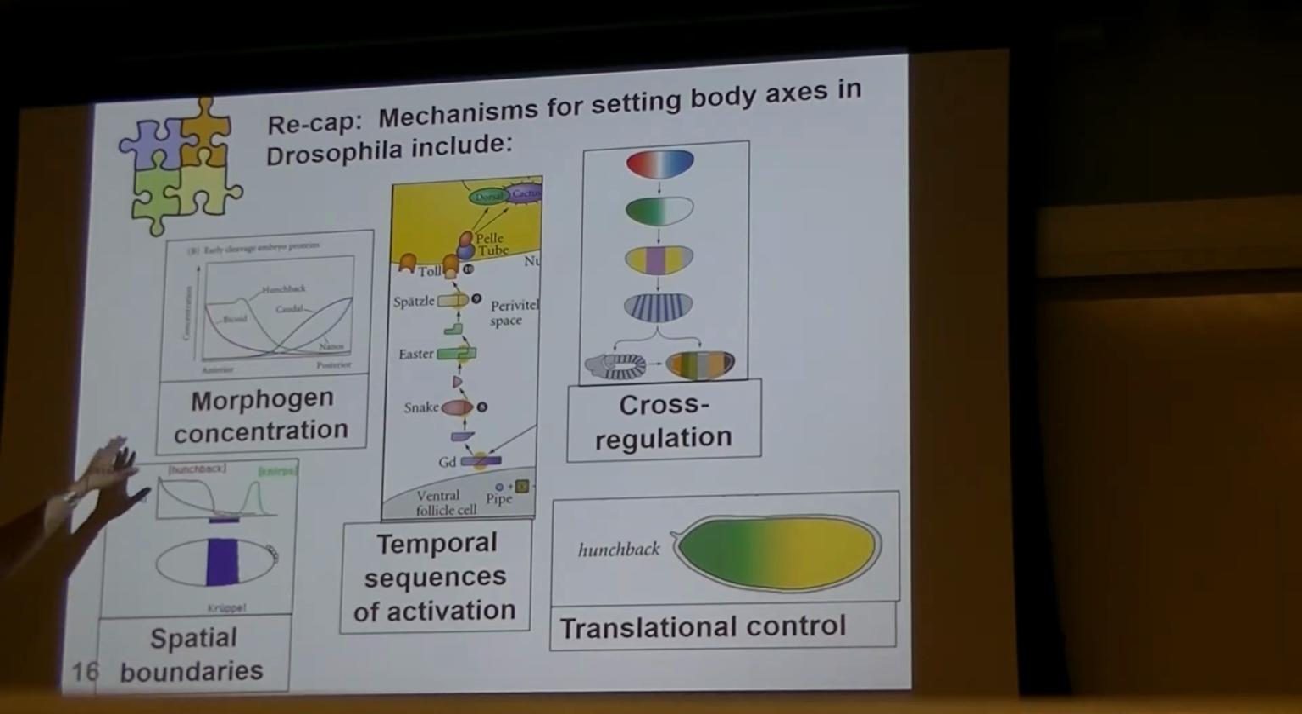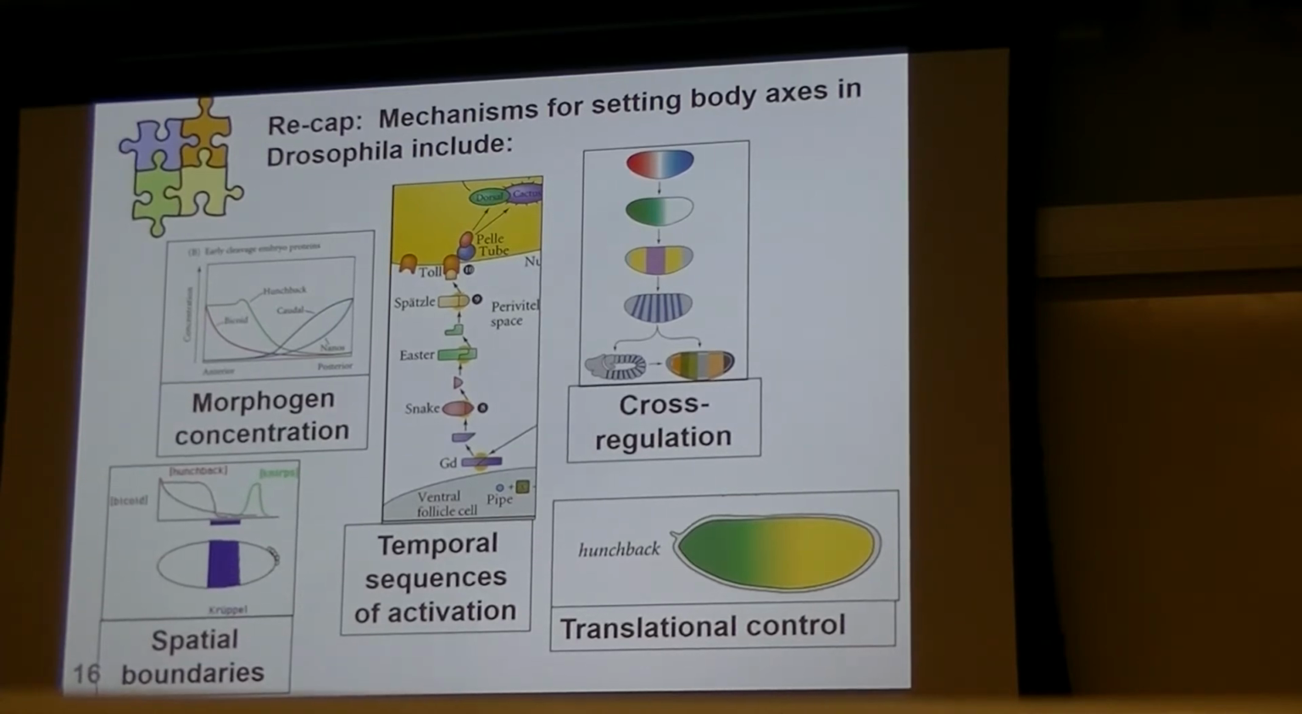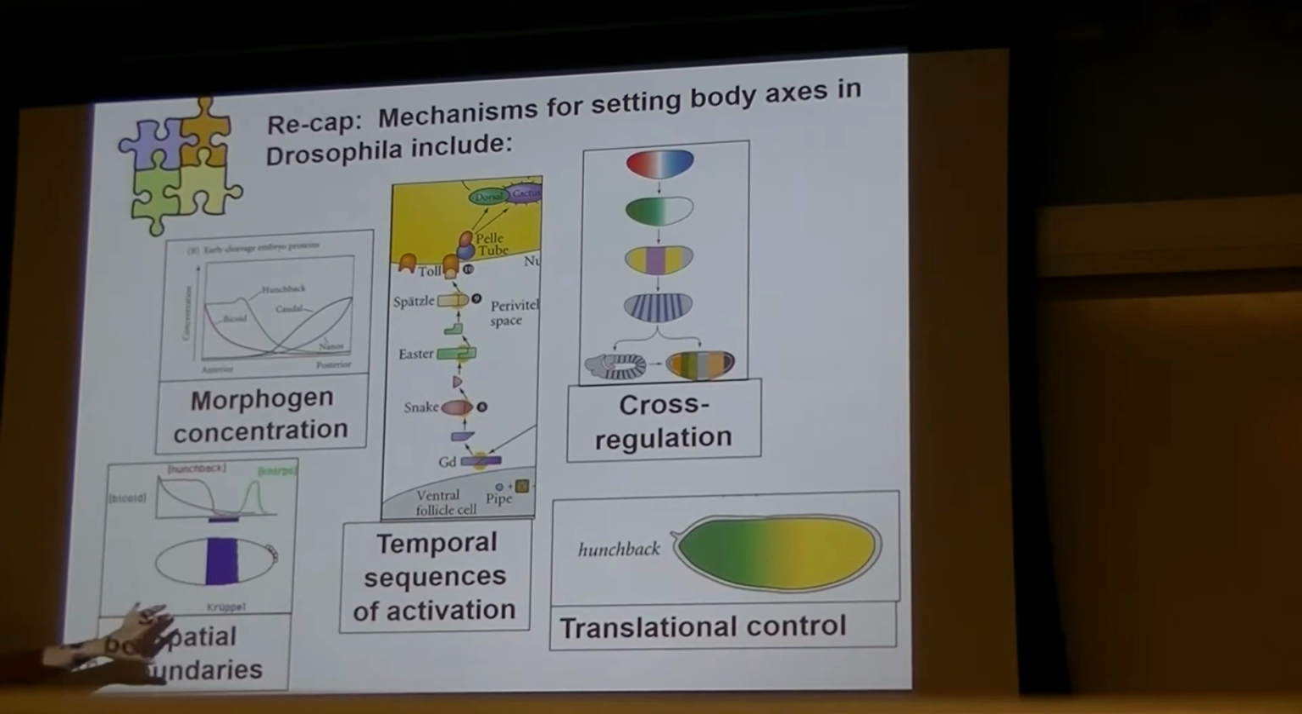So morphogen concentration, dorsal is our morphogen. Spatial boundaries, so some of the target genes and how those become expressed in really discrete regions.